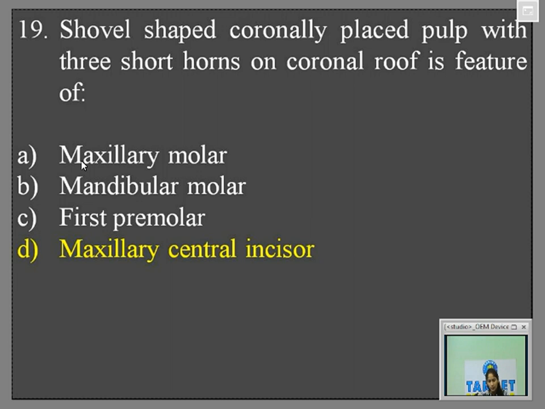If they ask you the highest pulp horn for the maxillary molar, that is your mesiobuccal pulp horn. Highest pulp horn, or the pulp horn which is most likely to get exposed during cavity preparation in maxillary first molar, is your mesiobuccal. And a similar question for the mandibular molar, that is your highest pulp horn in the mandibular molar, or the pulp horn which is most likely to get exposed during cavity preparation, can anybody tell me? Mesiolingual, yes. Mesiolingual for the mandibular molar and mesiobuccal for the maxillary molar.